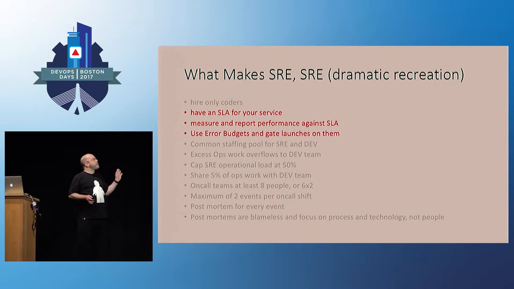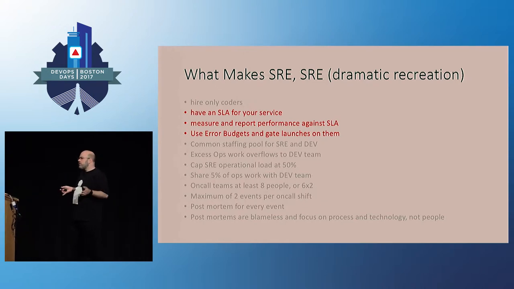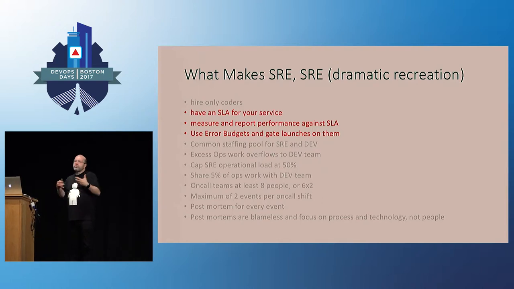This says that you should have an SLA for your service, right? A service level agreement for your service. You should measure and report performance against that SLA and use error budgets and gate launches on them. Now, error budgets, okay? That's a really interesting idea here that I think is perhaps one of the more crucial and critical things out of at least the Google strain of SRE to hear about.